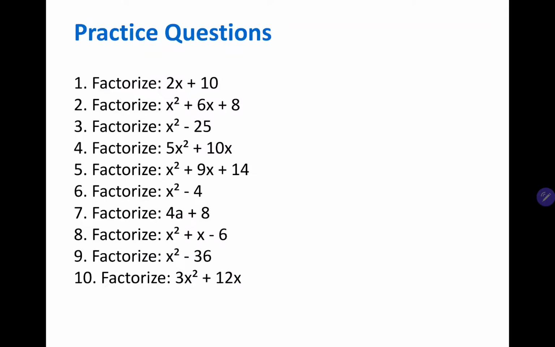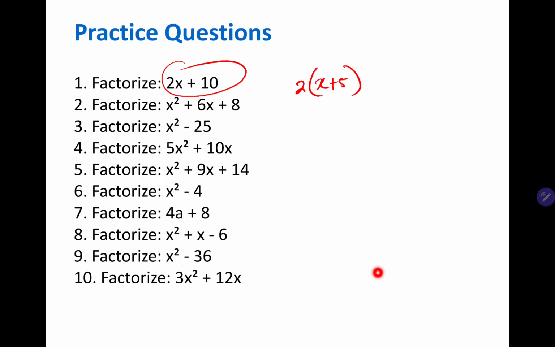Okay, let's take a look at some of them. Number one is factorize 2x plus 10. What is the common factor in this expression? 2 is the common factor, because 2 is here and 2 is here. So we bring out 2. 2x divided by 2, we have x left. 10 divided by 2 is 5. So x plus 5. You can check your answer to see if it's correct by expanding.